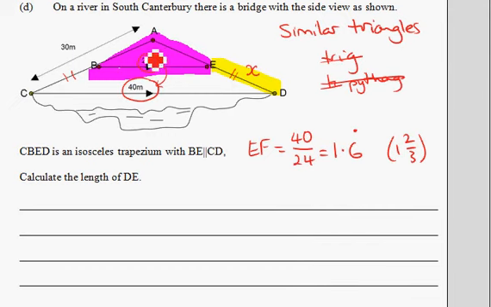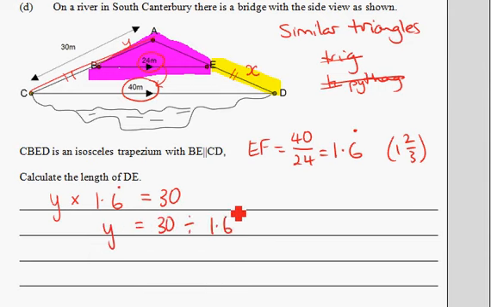So what that means is that the small side there times by that number gives the big side of 30. So let's use y for the small side. So I know that y times that number equals 30. So y is going to equal 30 divided by that number.